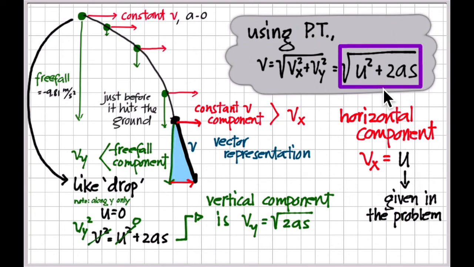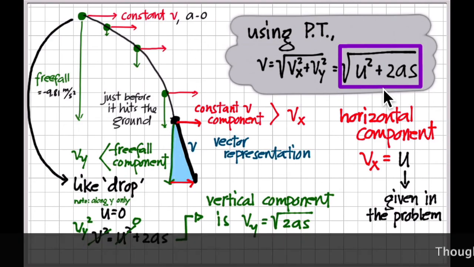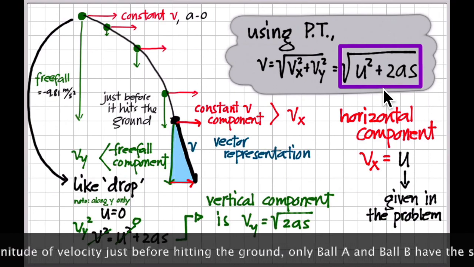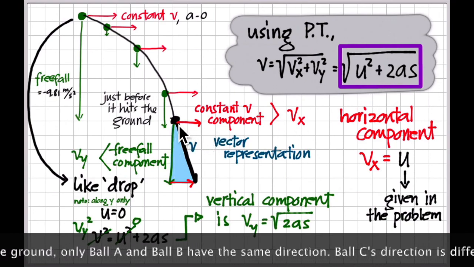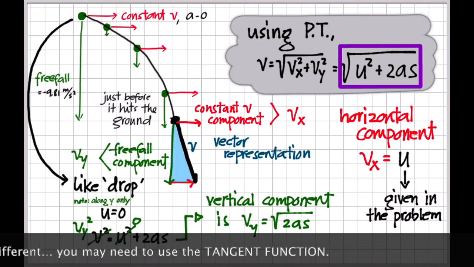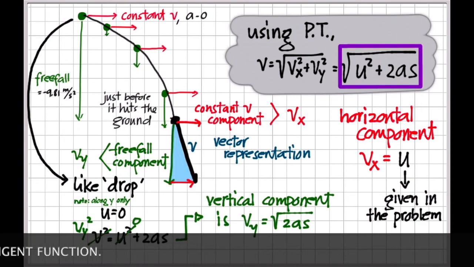Given the situation, all balls A, B, and C will have the same speed and magnitude of velocity just before they hit the ground. Also note that in the case of ball C, this is just for the magnitude of velocity and also, of course, the speed. And since velocity is a vector, you need to determine also the direction angle of this vector arrow to accurately describe its velocity. Okay, bye.